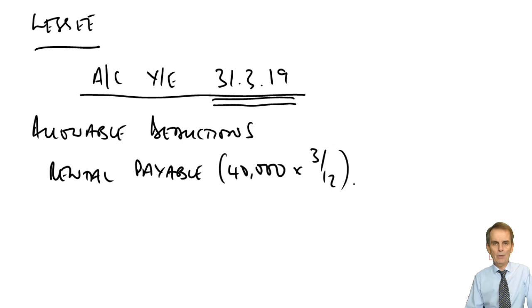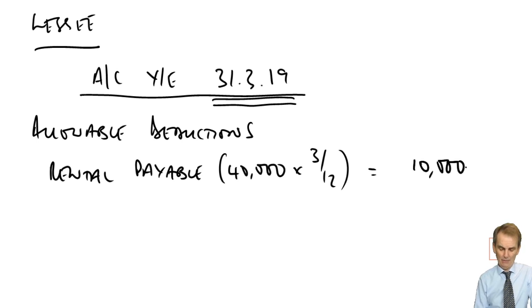It doesn't matter that what the business will have paid is £20,000 on the 1st of January 2019, that half-yearly payment; we work on an accruals basis. How many months from the date you started that lease to the end of the accounting period? It's 3 months. So 3/12 of 40,000 is £10,000.